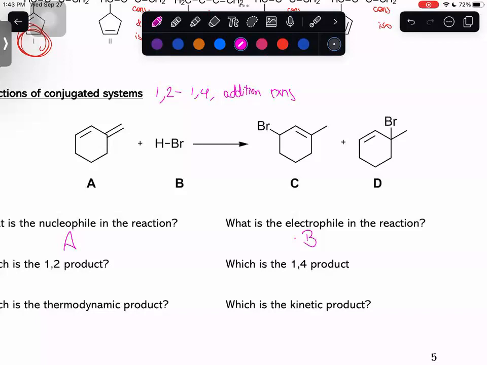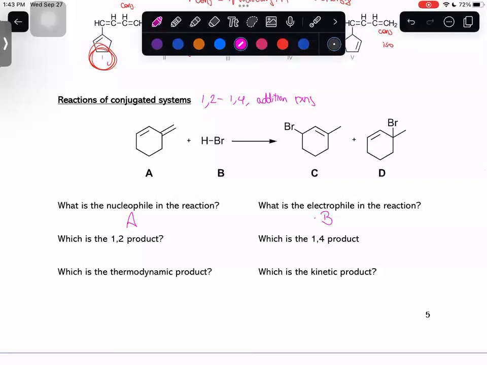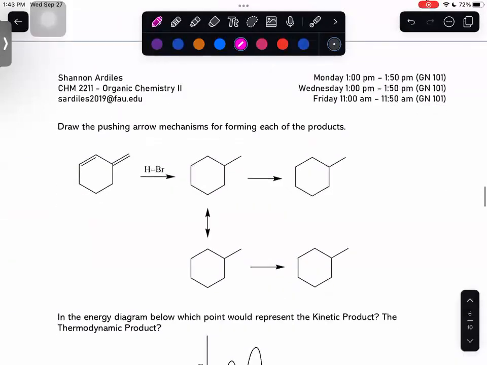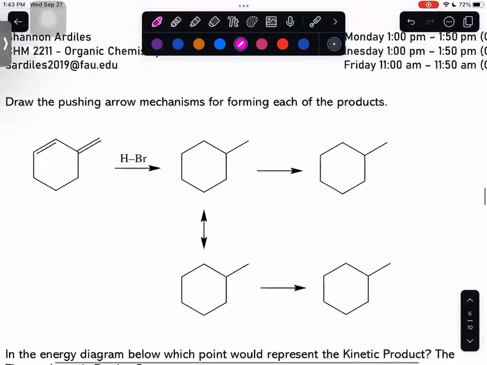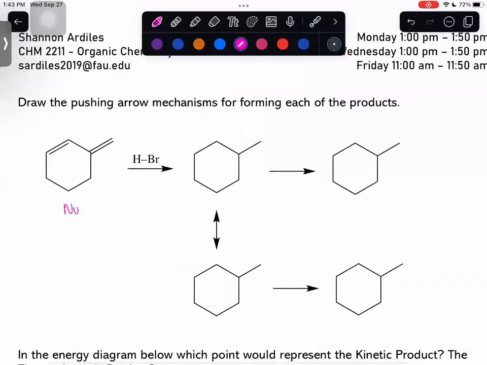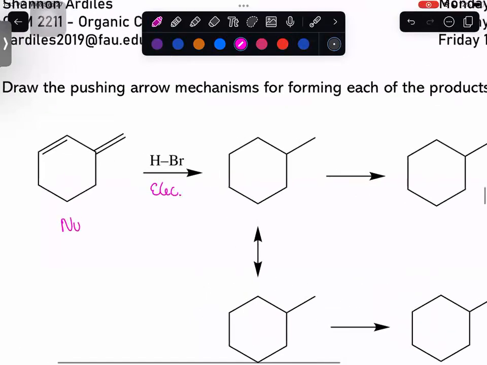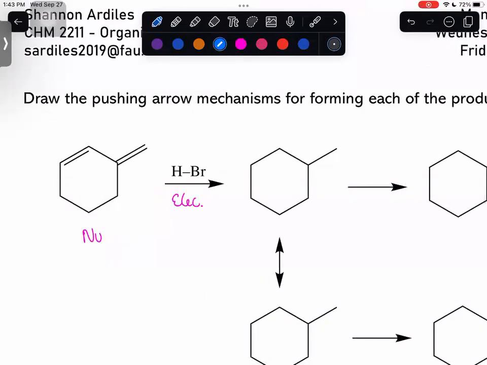Okay, now, as you can see by the name, 1,2 and 1,4 reaction, we're going to be creating two main products: 1,2 and 1,4. Okay, so before we actually answer those questions, let's start working on the actual mechanism over here at the bottom. So we know this is our nucleophile. This is the electrophile. What do we think is going to happen in here?